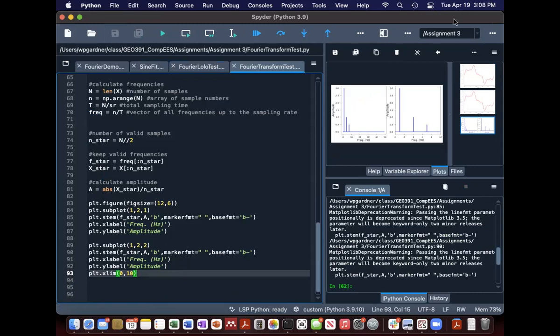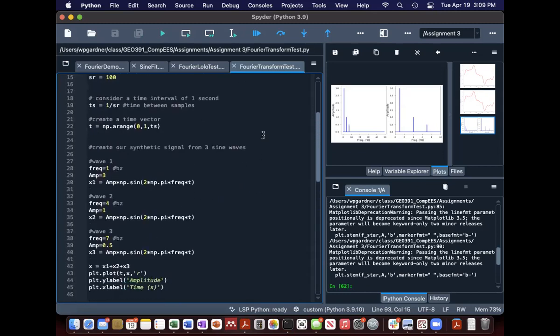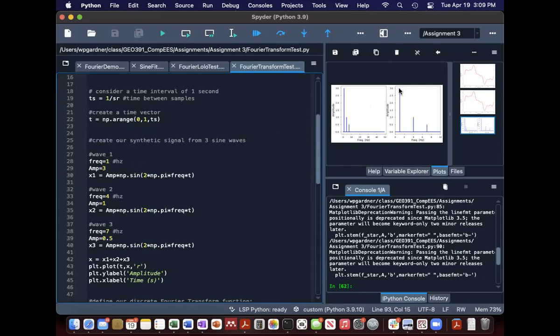Okay, so let's look at my plot. This is a plot of frequency versus amplitude. All right, and so right here at a frequency of 1, I have an amplitude of 3. See what we got here. So wave 1 was a frequency of 1, an amplitude of 3. Wave 2 was a frequency of 4 with an amplitude of 1. And wave 3 was a frequency of 7 and an amplitude of 0.5. All right, so my Fourier transform was able to pull out the dominant frequencies and calculate the correct amplitude.